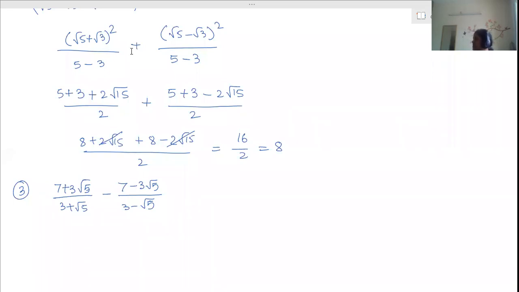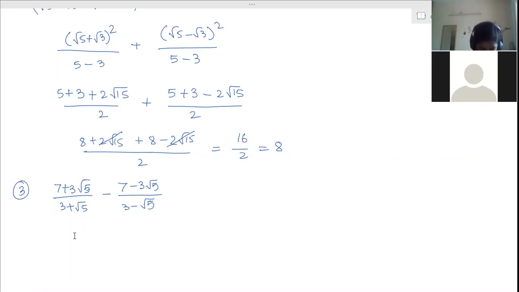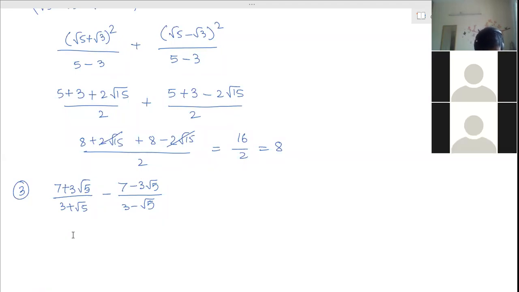Ma'am, I got the answer. What's the answer you got? Ma'am, I got minus 7 to 5. I got the answer root 5. And even I got root 5. Root 5 is the answer.